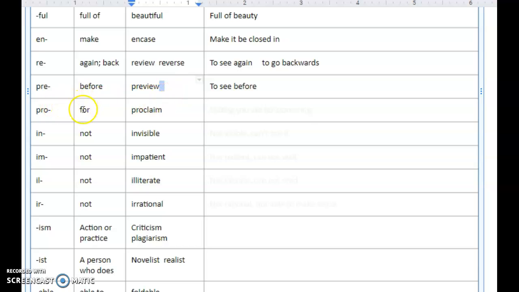And pro means for. So when you proclaim something, it means that you are standing for that thing. So those are the four that we're looking at. En meaning make, re meaning again or back, pre is before, and pro is for something.